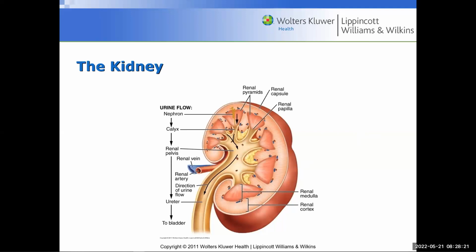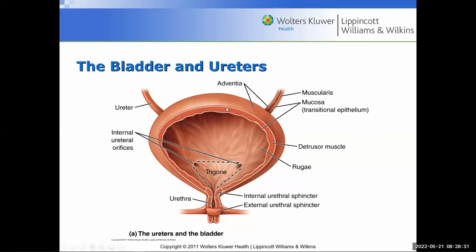Let's go forward. So we have urine flow, as shown. It flows down, ultimately getting to the ureter, and then goes to the bladder. The bladder has these folds in it called rugae. And what do those folds do? Anybody have a thought? What do those rugae do? They're very important.